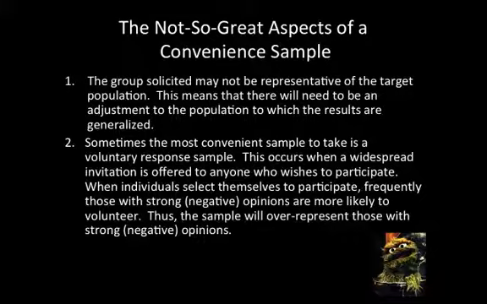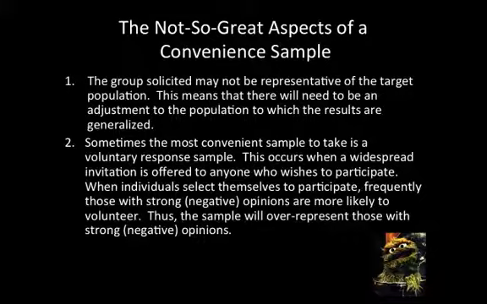Another scenario is that sometimes the most convenient sample to take is a voluntary response sample. This occurs when a widespread invitation is offered to anyone who wishes to participate. So if you send out a big open call on Facebook, or put something in the announcements and ask people to voluntarily contact you with their opinion, then that is going to be a voluntary response sample. So when individuals select themselves to participate, here's the issue. Frequently, those with strong negative opinions are more likely to volunteer. Thus, the sample will overrepresent those with strong negative opinions.